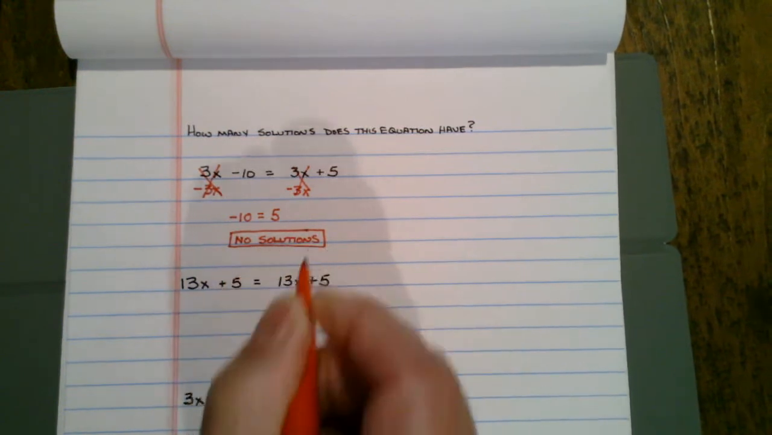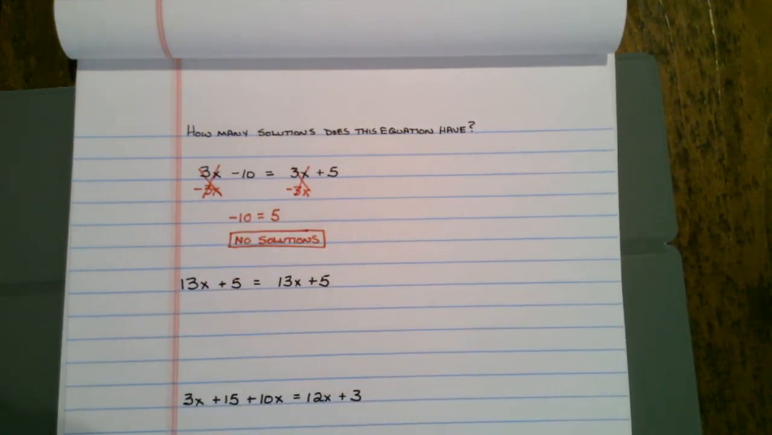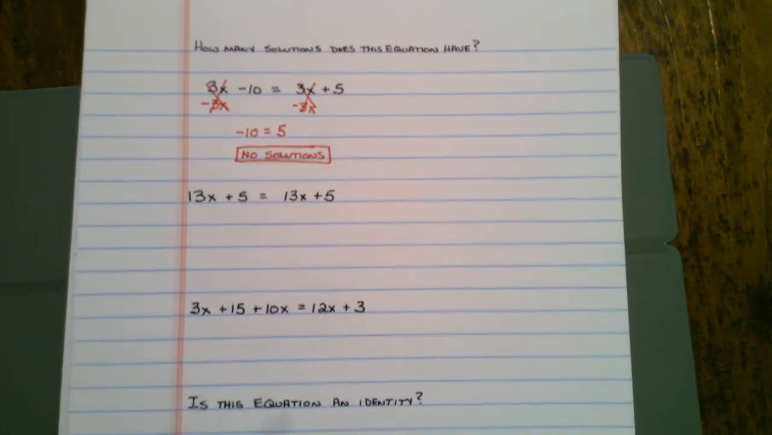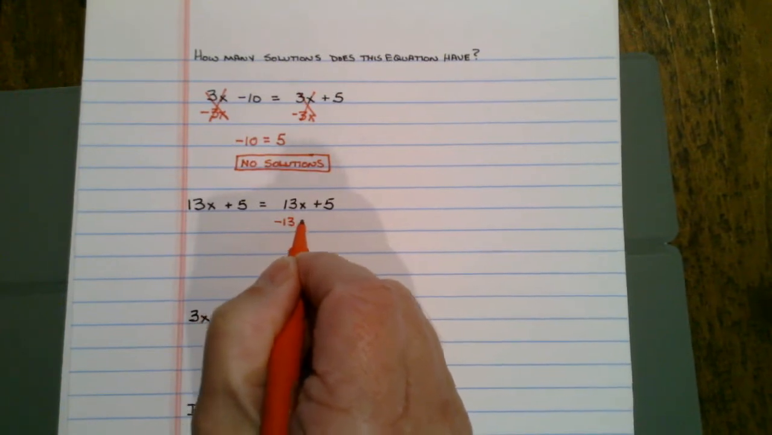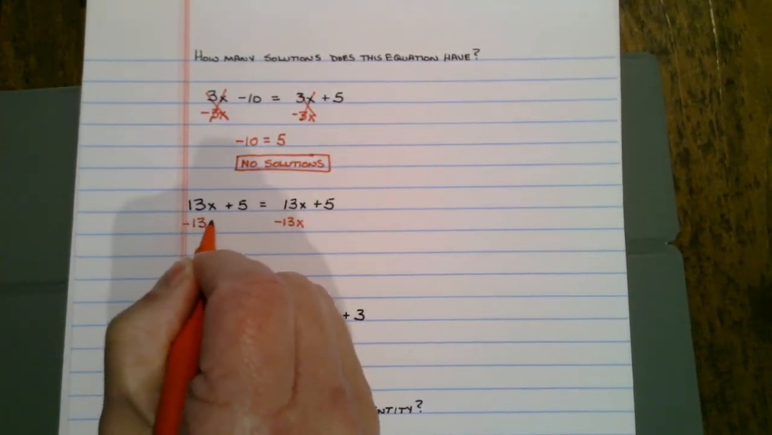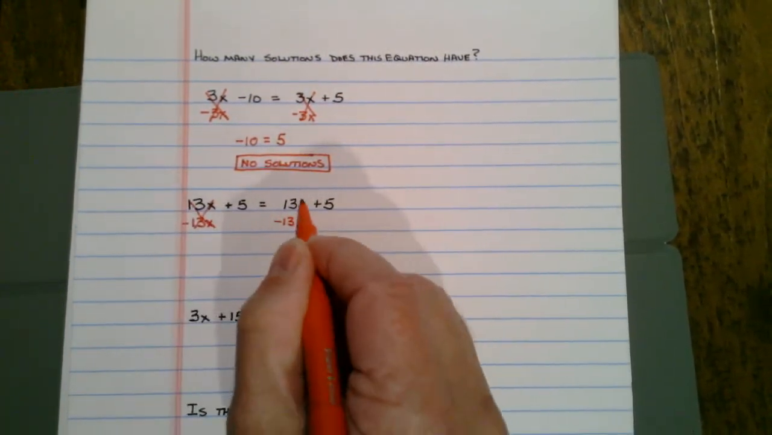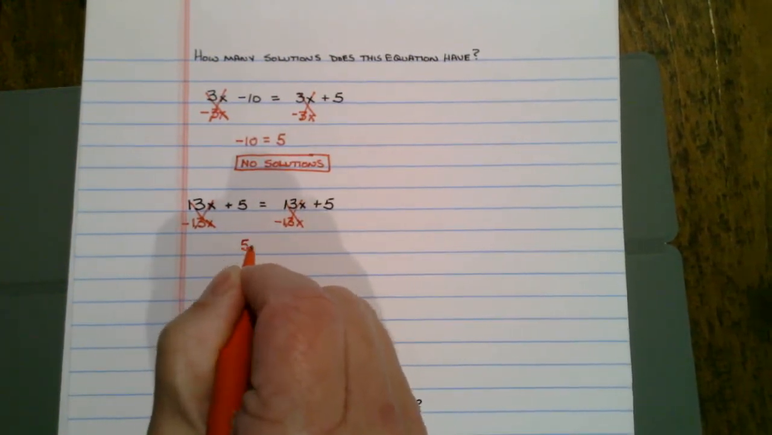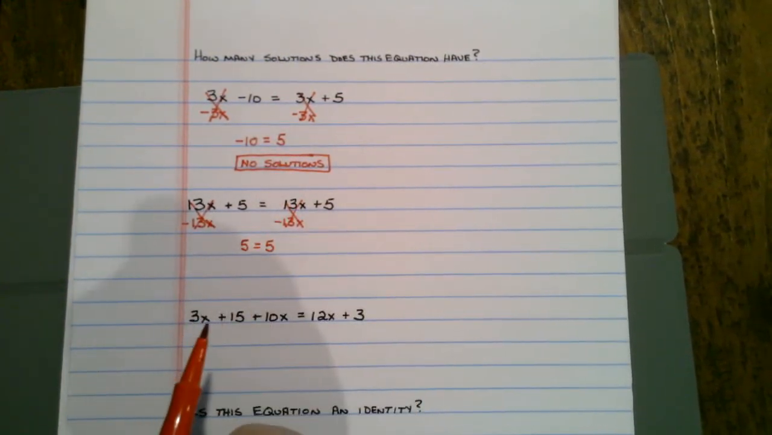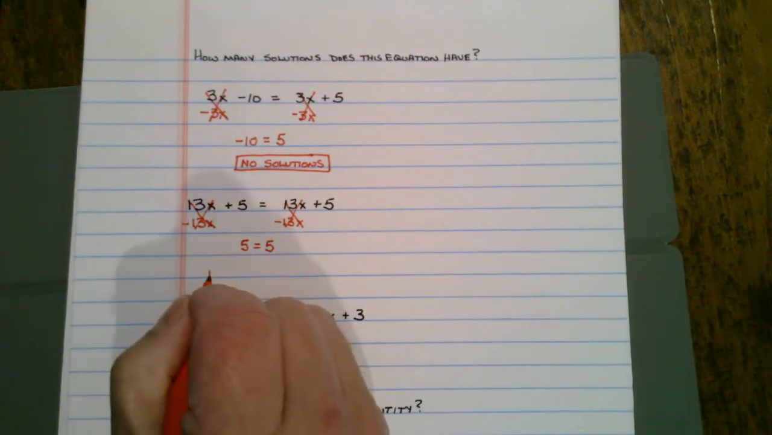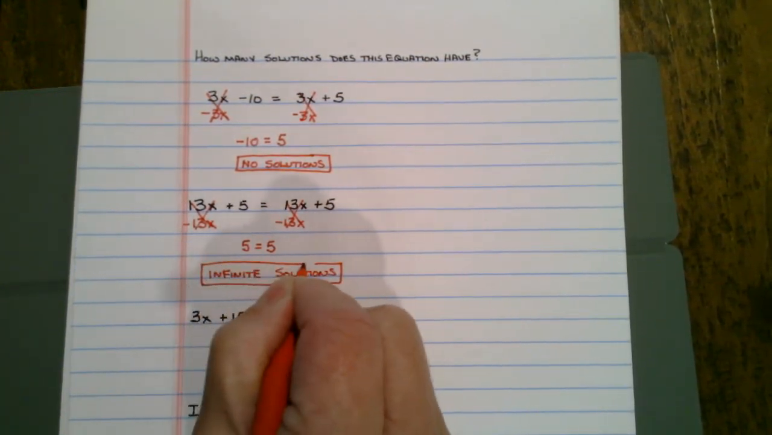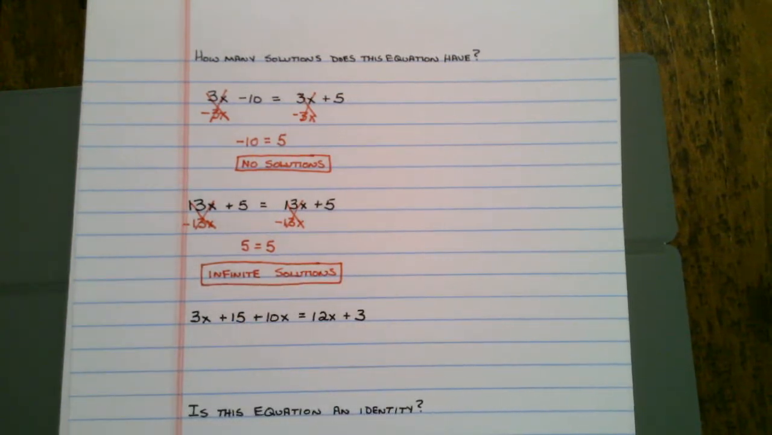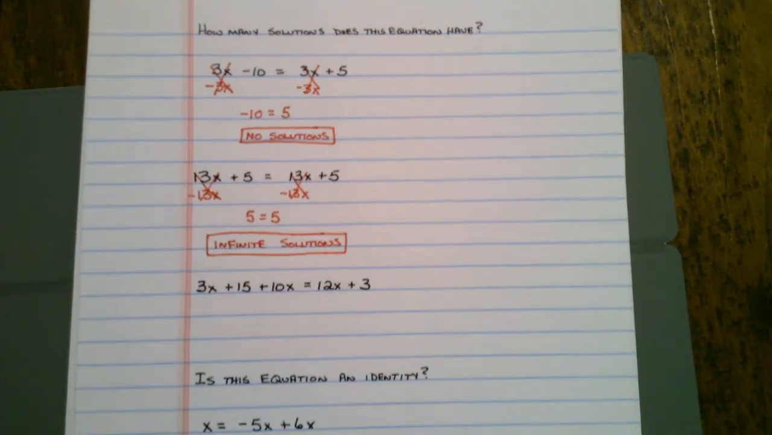That's what I would write down, or that's the answer I would choose in this situation. I go to my next example. Again, I get rid of the variable that's over here on this side. I subtract 13x from both sides. All my variables are eliminated. 5 is equal to 5. How many solutions do I have for this equation? Infinite solutions.